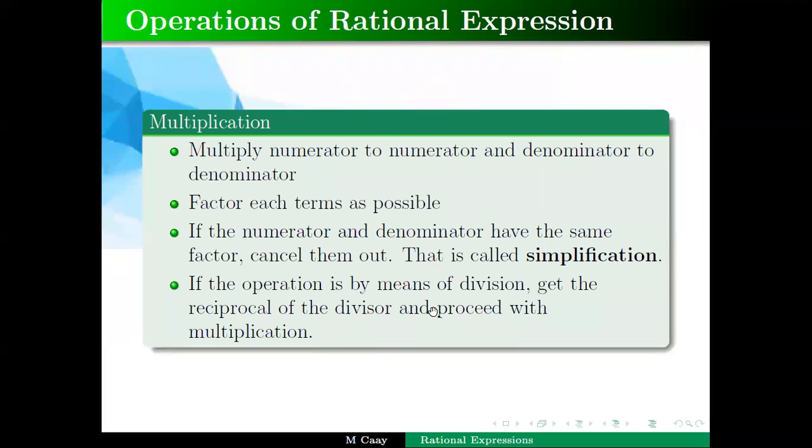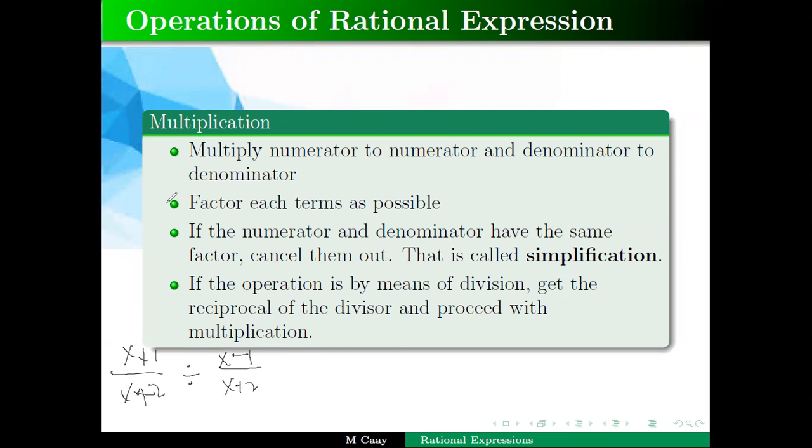Next, if the operation is division, this is the additional rule for division. If the operation is division, you just need to get the reciprocal of the divisor first and proceed with multiplication. You proceed with the same pattern as the first three rules. For example, you have x plus 1 over x plus 2 divided by x minus 1 over x plus 2.